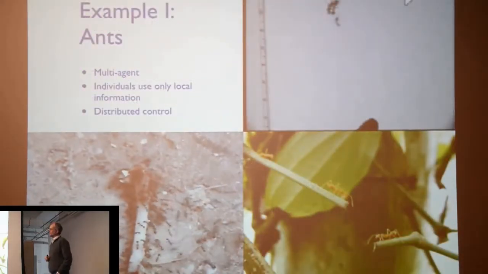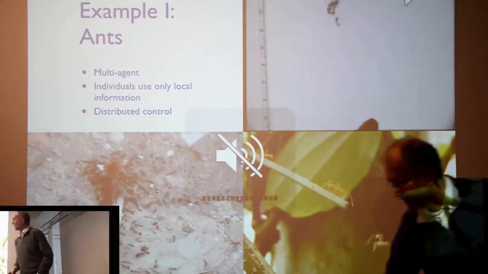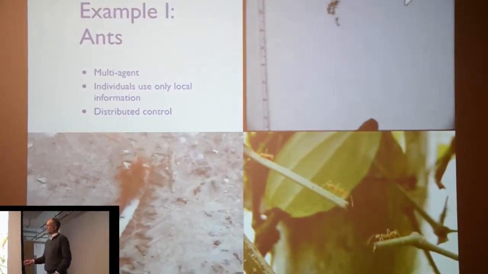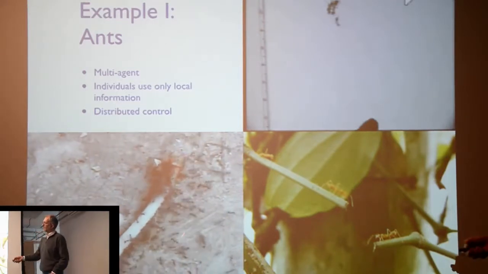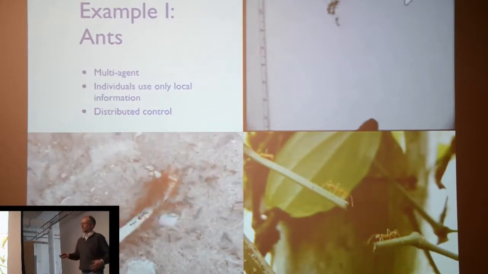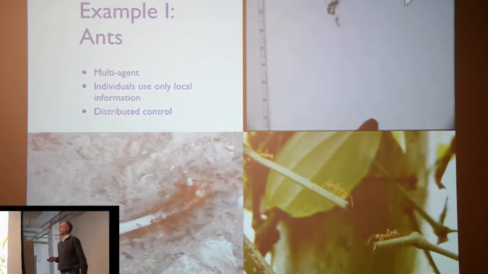So here you see some example of natural swarms. Here you see a collection of ants transporting a stick in a coordinated way. They're doing something that they could not do alone, but there is nobody directing them.